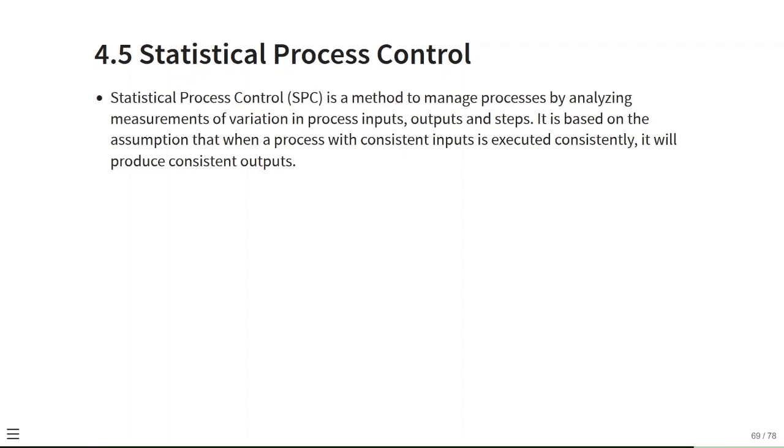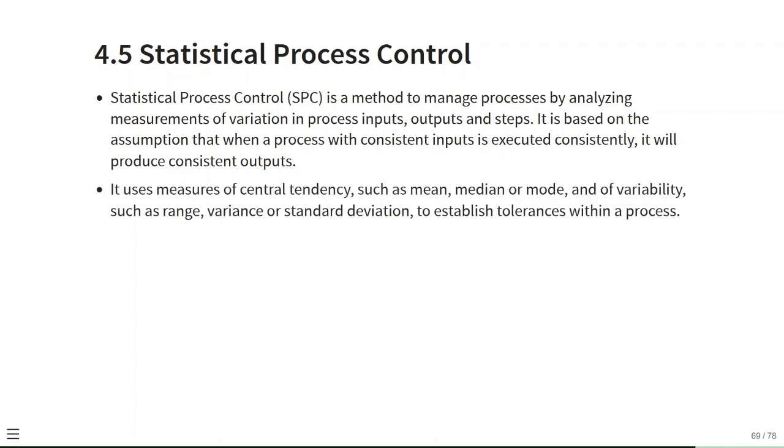Statistical process control. Statistical process control, or SPC, is a method to manage processes by analyzing measurements of variation in process inputs, outputs, and steps. It is based on the assumption that when a process with consistent inputs is executed consistently, it will produce consistent outputs. It uses measures of central tendency such as mean, median, or mode, and of variability such as range, variance, or standard deviation to establish tolerances within a process.